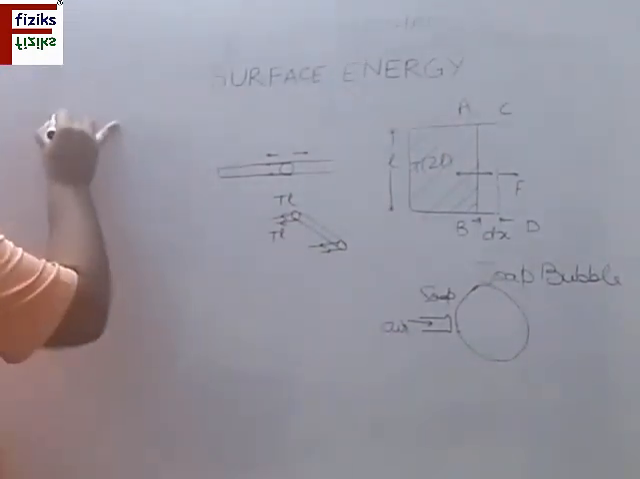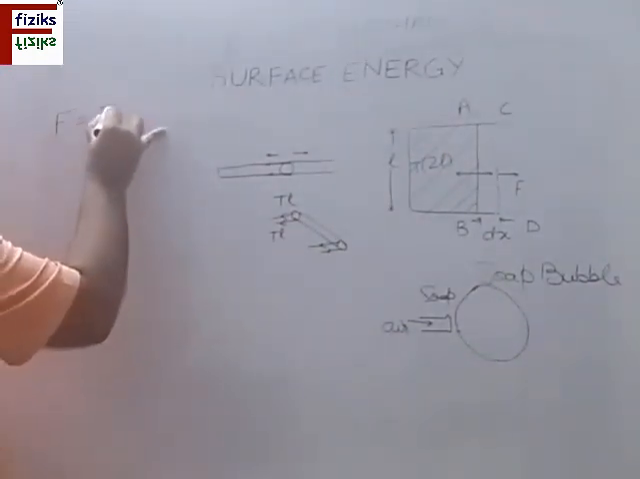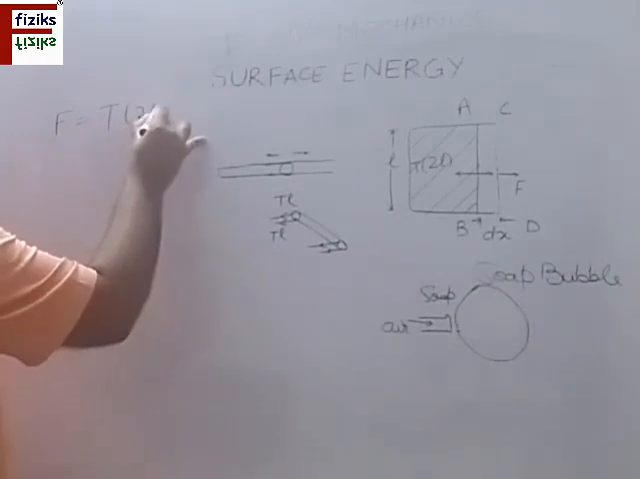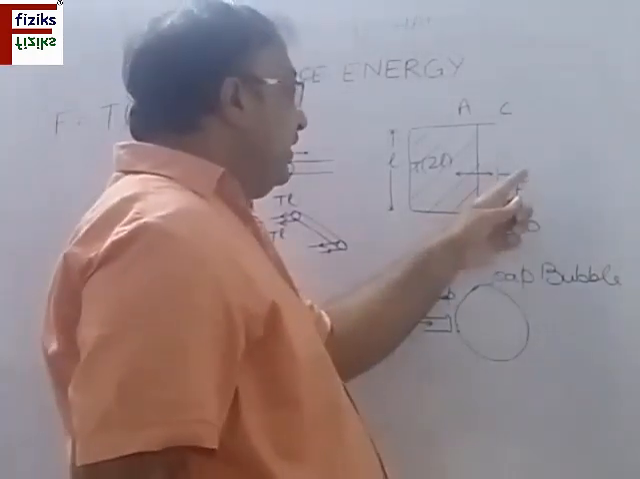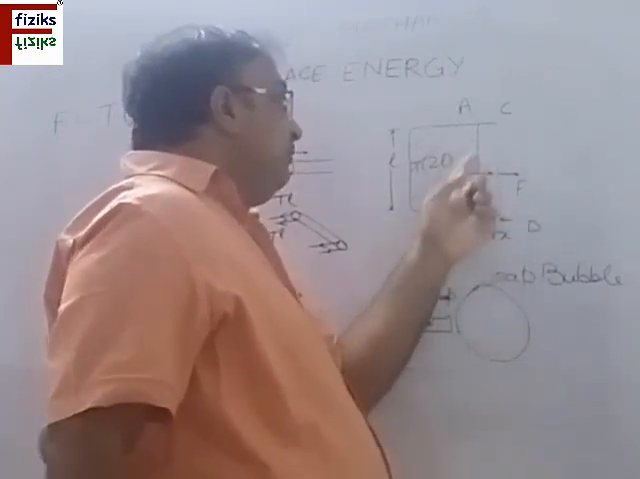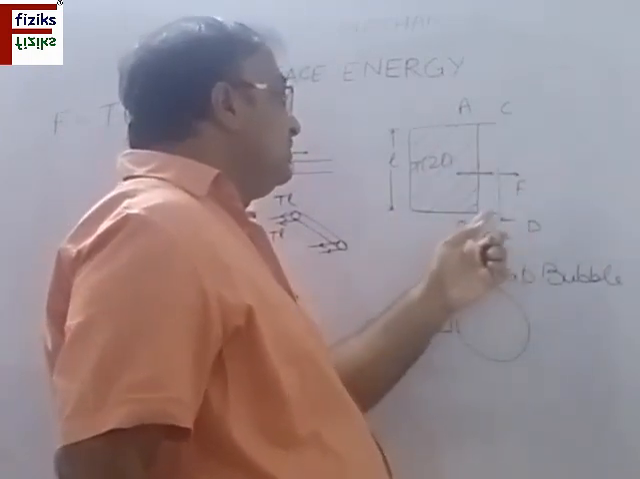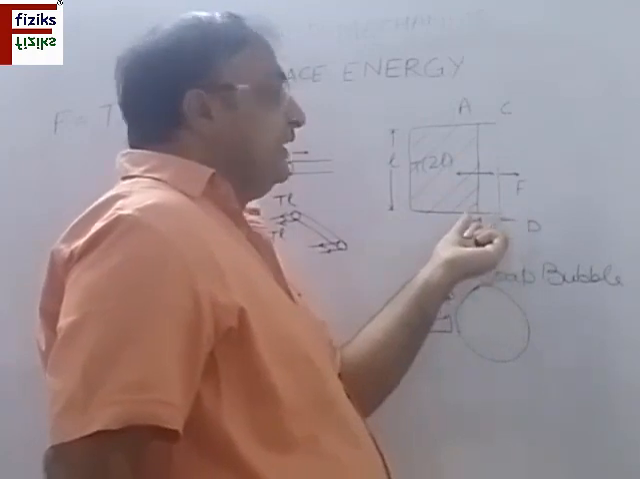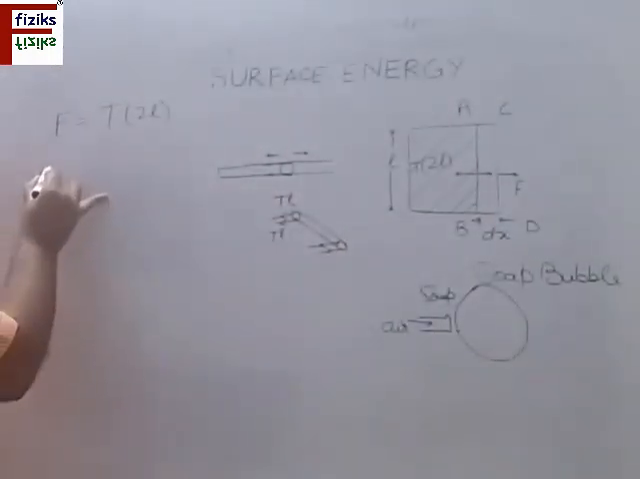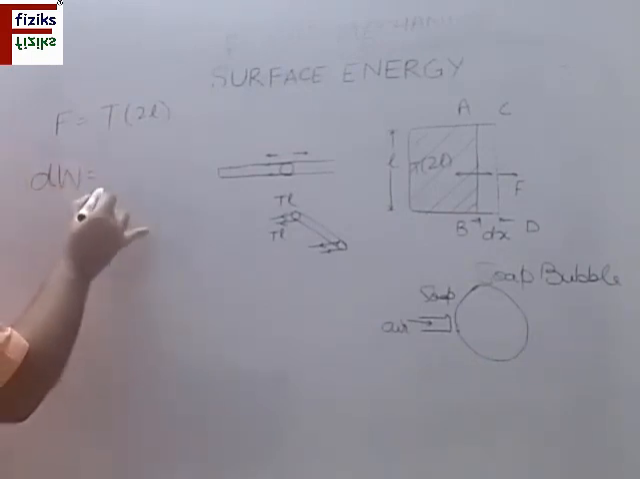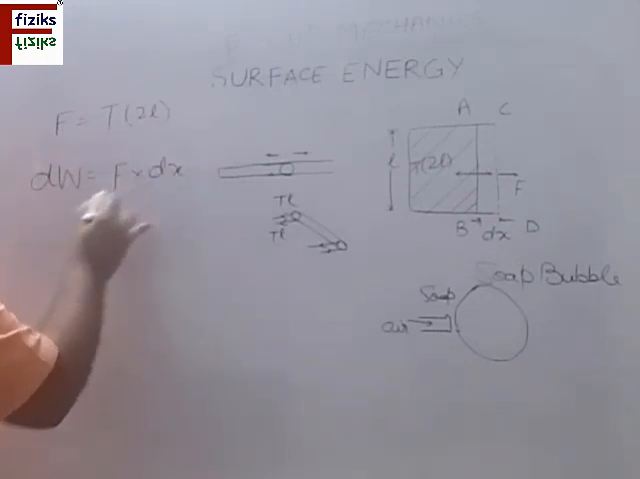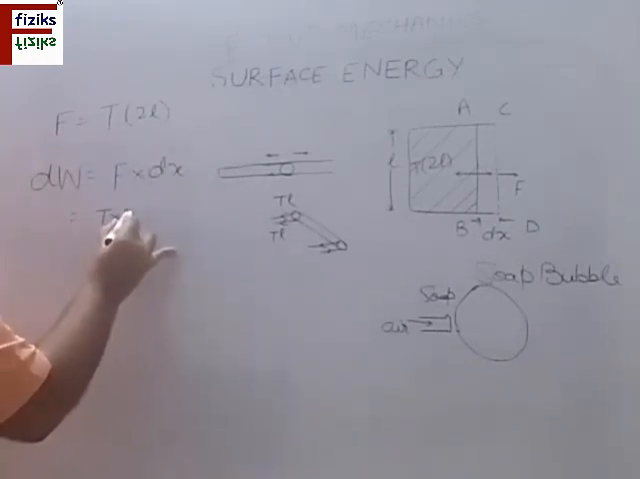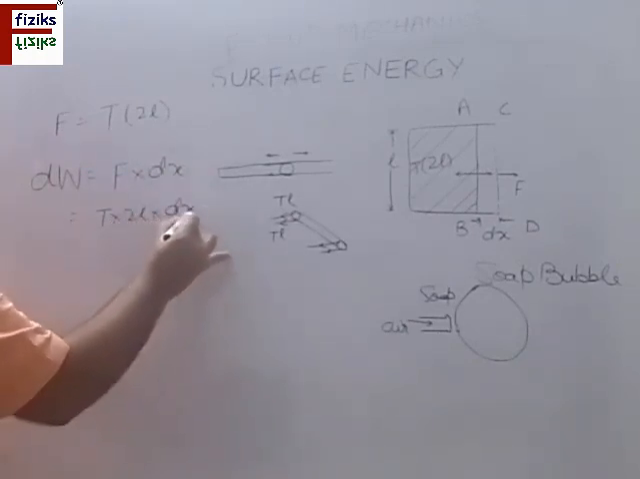So F is equal to T into 2L. Suppose the force applied pulls the wire AB to a new position CD such that the distance moved is dx. So what is the work done? The work done in moving the wire from AB to CD position is F into dx, which is equal to T into 2L into dx.